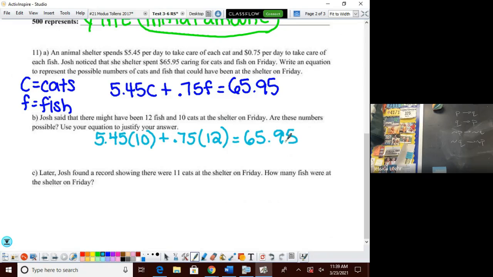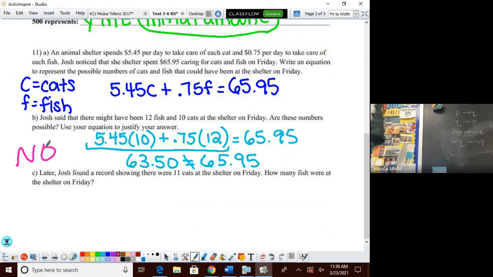You can plug this right into the calculator, and when you do that, you get $63.50, which does not equal $65.95. So not only do you have to show that, but you have to say no. That's not possible.